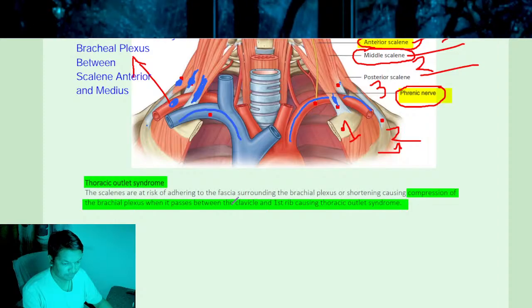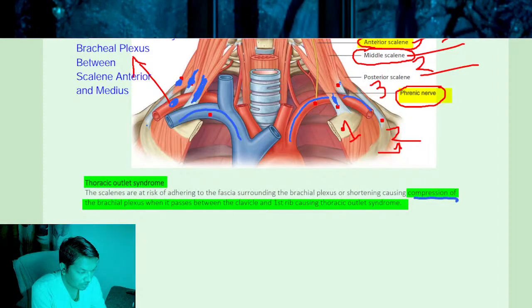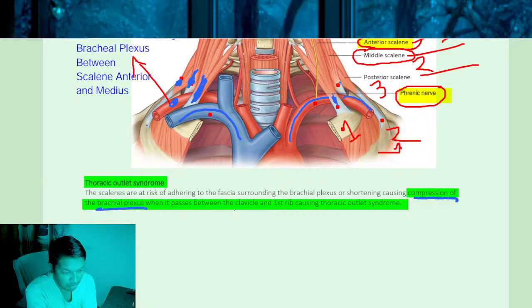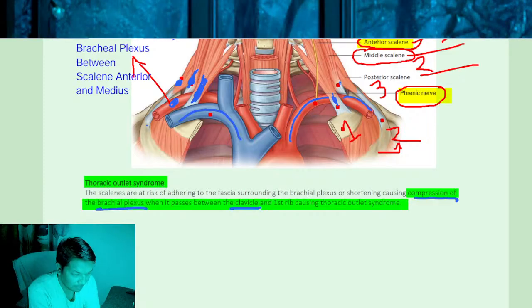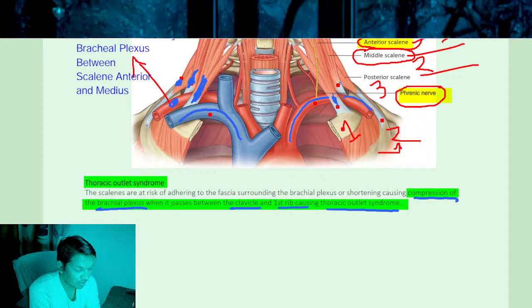The scalenus are at risk of being adherent to the pressure. Compression of the brachial plexus when it passes between the clavicle and the first rib causes thoracic outlet syndrome.